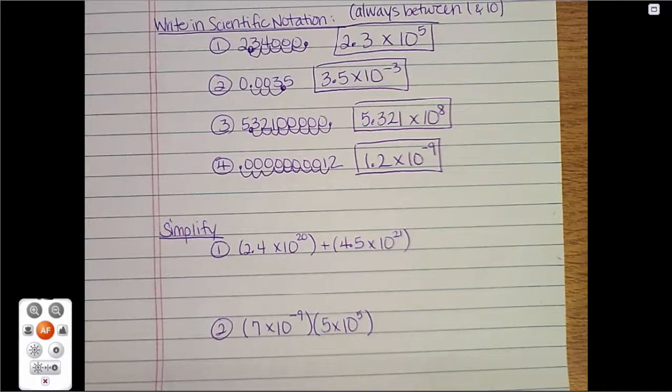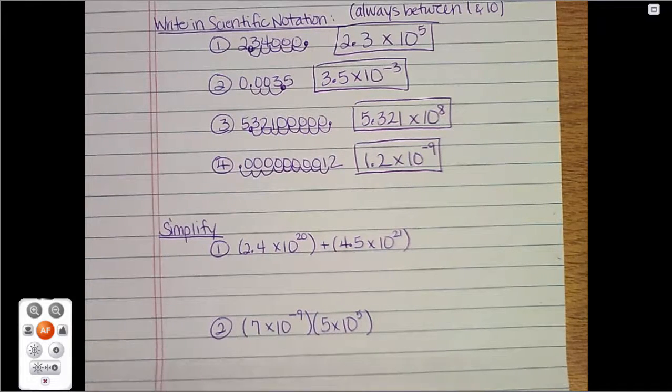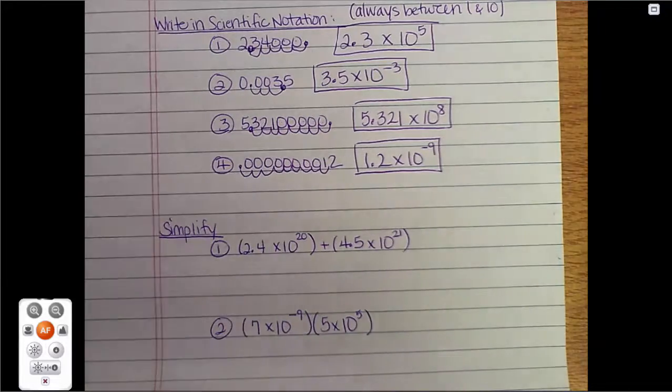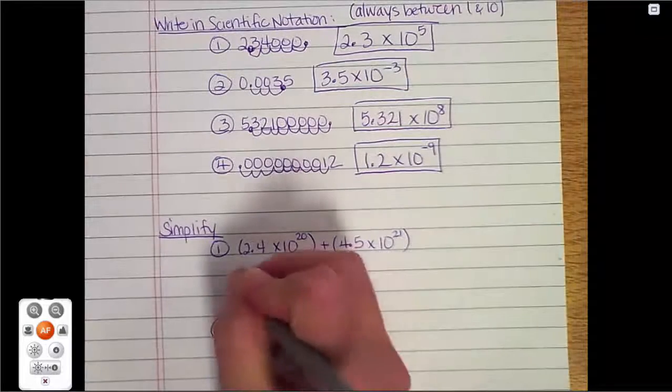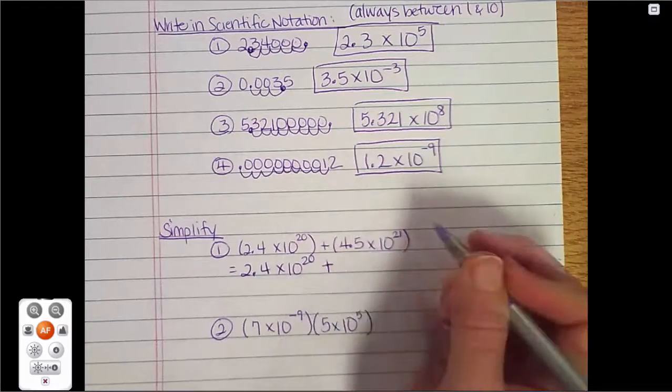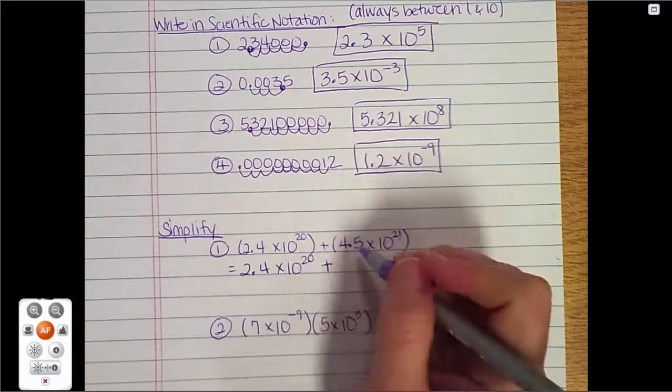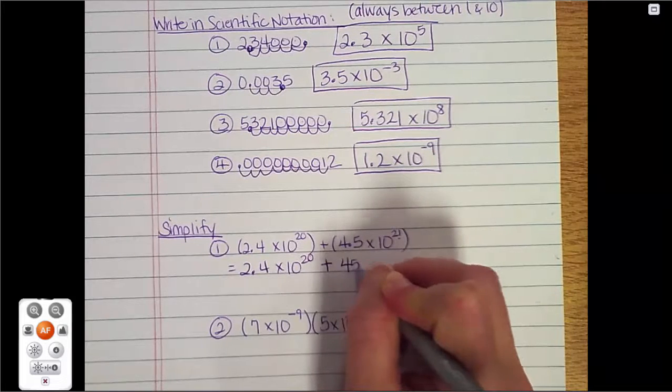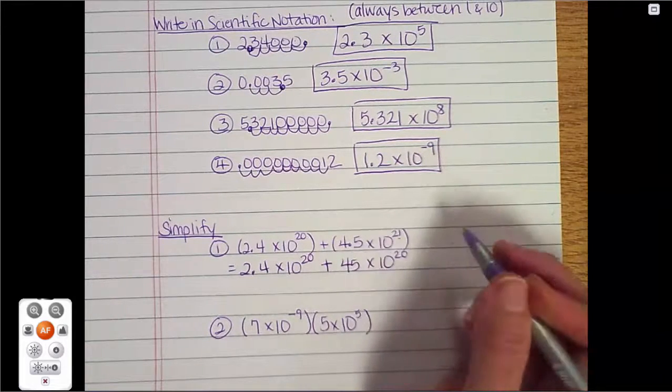Again, we can use our rules to simplify scientific notation problems. So in number 1, I have 2.4 times 10 to the 20th plus 4.5 times 10 to the 21st. Here I'm adding. So I need those base 10 numbers to have the same exponent on them. So 2.4 times 10 to the 20th I'm going to leave alone, but I'm going to change 4.5 to 45 times 10 to the 20th instead of 4.5 times 10 to the 21st.